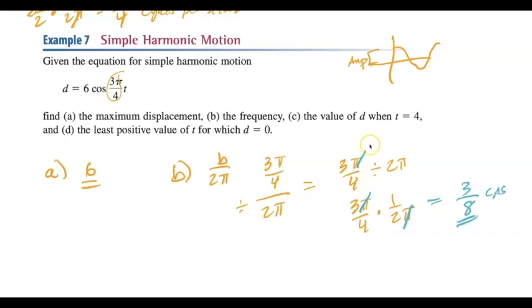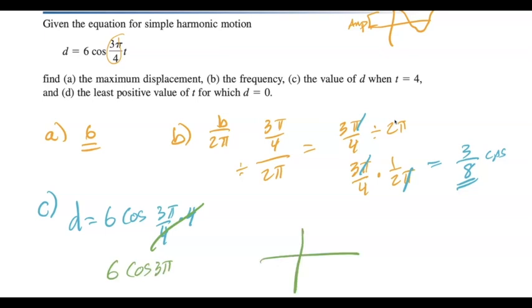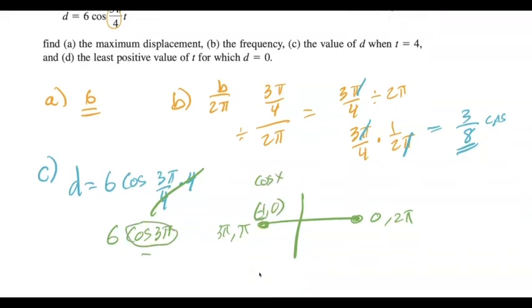So that's our frequency. What's the value of d when t equals 4? That's just plugging it in. D equals 6 cosine of 3 pi over 4 times 4. Well, these cancel out, and we get 6 cosine of 3 pi. We should know how to do that by now. Here's 0, here's pi, here's 2 pi, 3 pi will be over here. You're on a unit circle. Remember, you don't draw a triangle when you're on a unit circle. It's just the point: 1, 0; 0, 1; negative 1, 0. Cosine is the x value, negative 1. Times it by 6, you get negative 6.